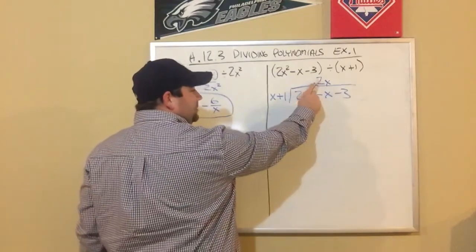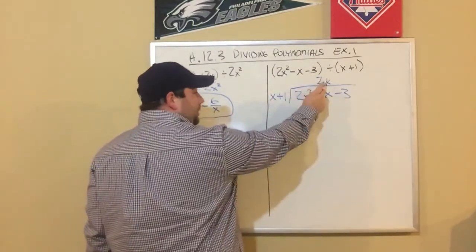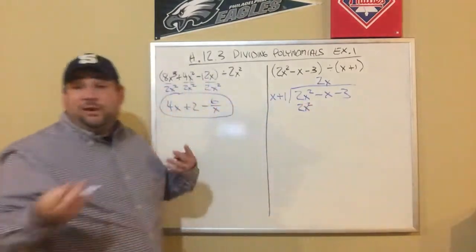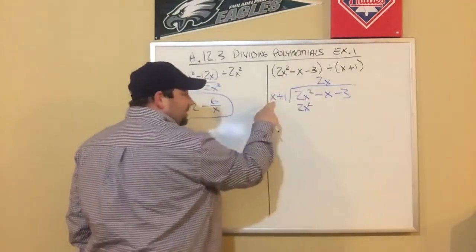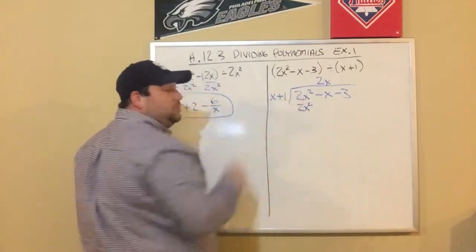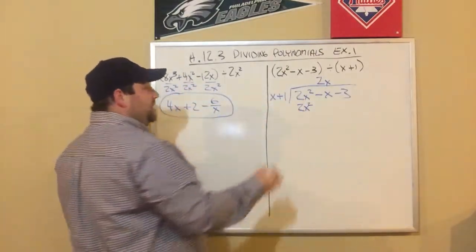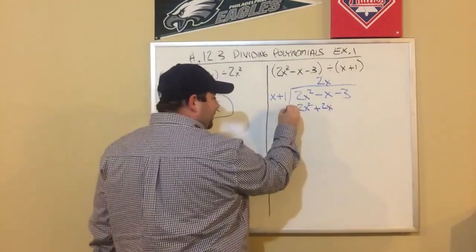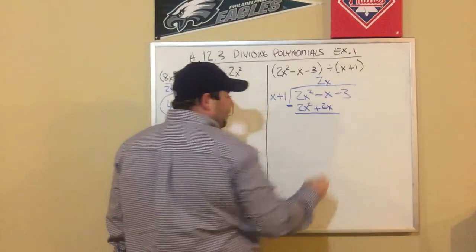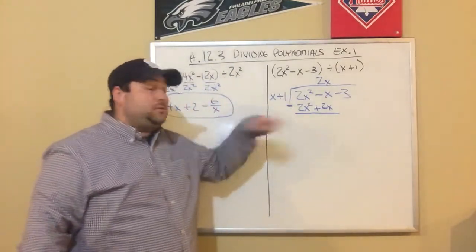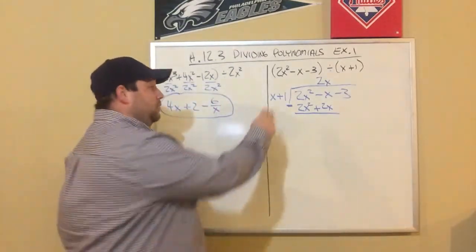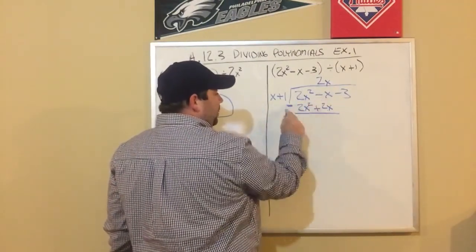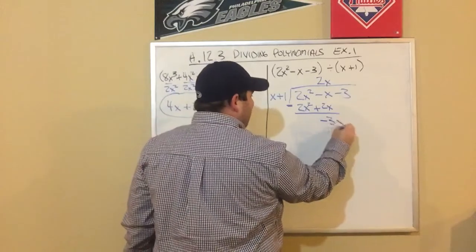Now I'm going to take this 2x and multiply it by x plus 1. 2x times x is 2x squared, and that's what we want to happen. We want this times this to give us that, because we want them to cancel, because that's how long division works. Then 2x times 1 is just positive 2x. Now we subtract, just like we would in long division. 2x squared minus 2x squared cancels, because that was the whole point. Negative x minus a positive 2x, negative 1 minus 2, is negative 3x.